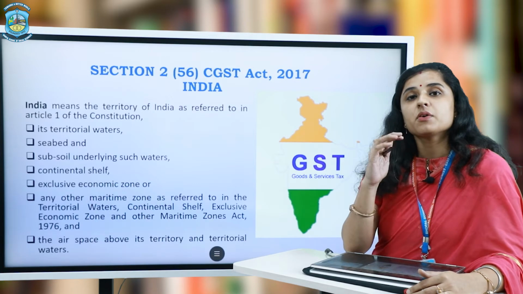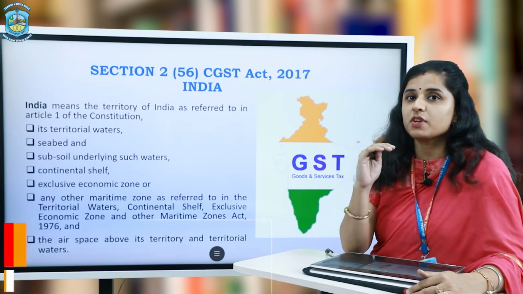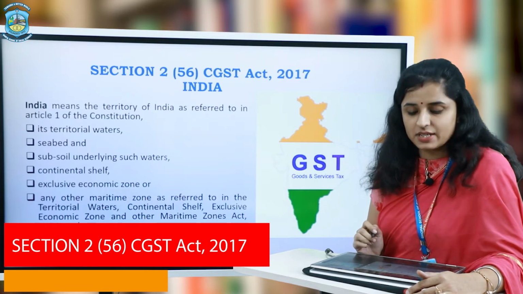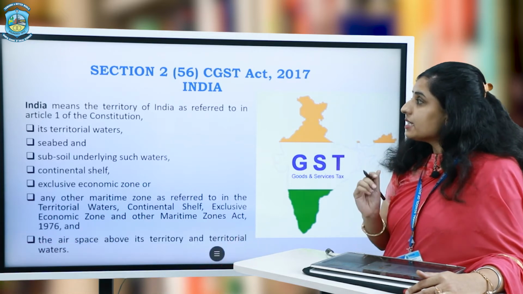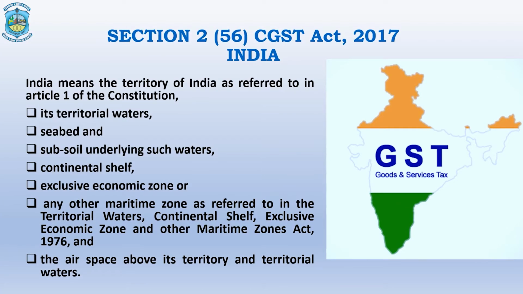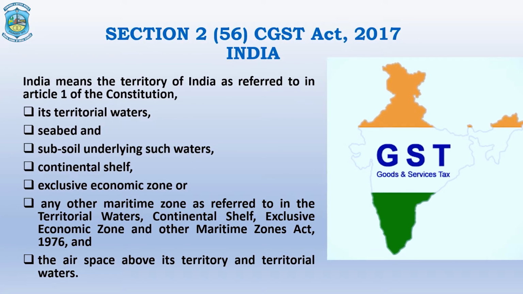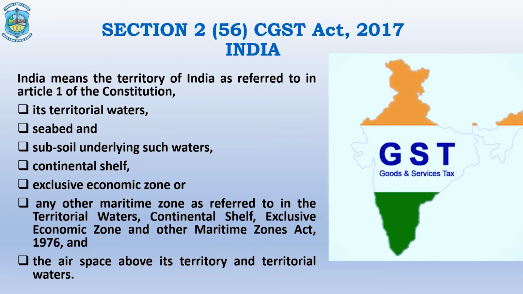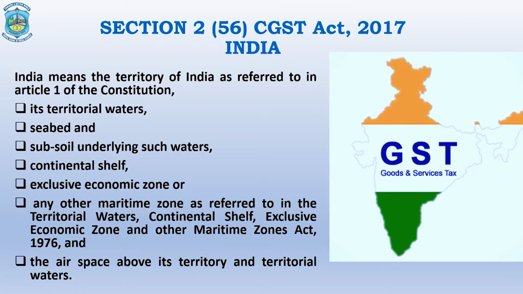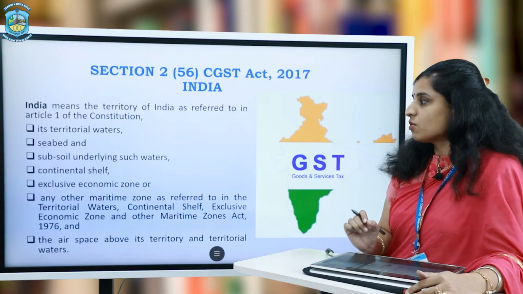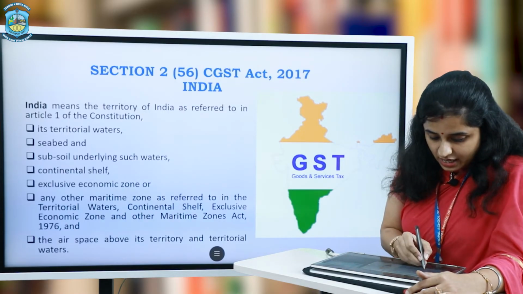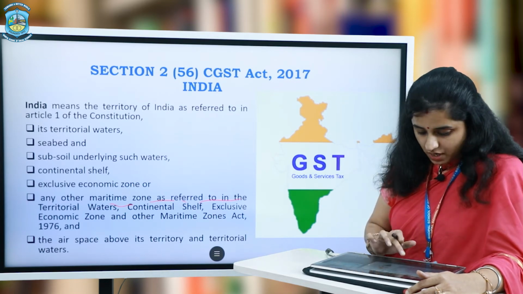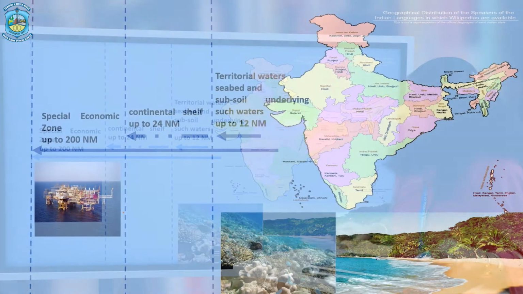The first term that we are going to discuss today is the definition of India under section 2(56) of the CGST Act of 2017. It says, India means the territory of India as referred to in Article 1 of the Constitution, which includes territorial waters, seabed, subsoil underlying such waters, continental shelves, exclusive economic zones, and any other maritime zones. It also includes the airspace. Now let's discuss this definition.